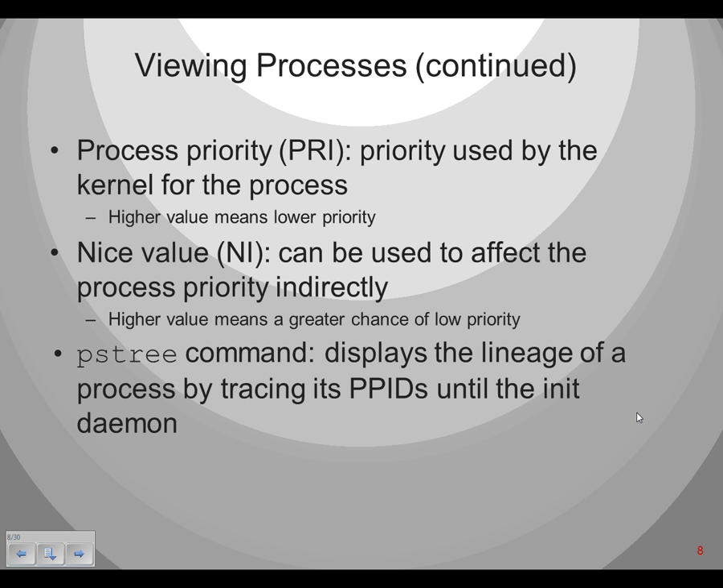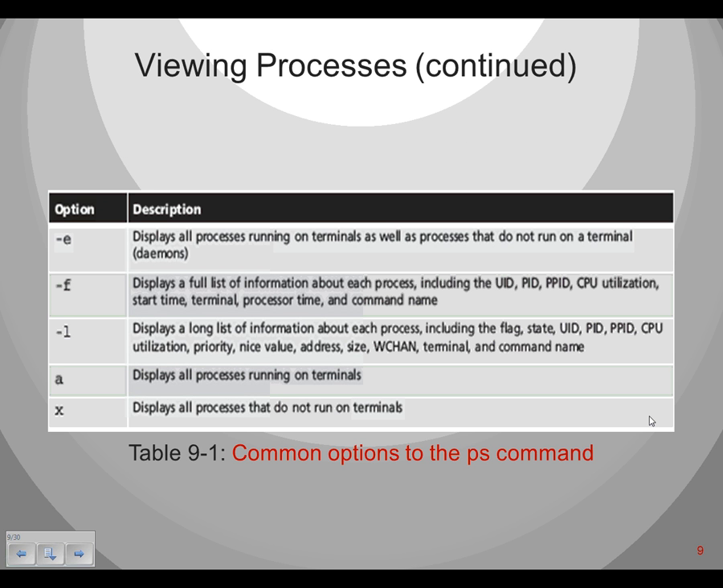It is measured between -20 and 19, with -20 giving the greater chance. When the pstree command is used, it displays the lineage of a process by tracing its PPIDs to the INIT or systemd daemon. Again, these are the common options to the ps command.